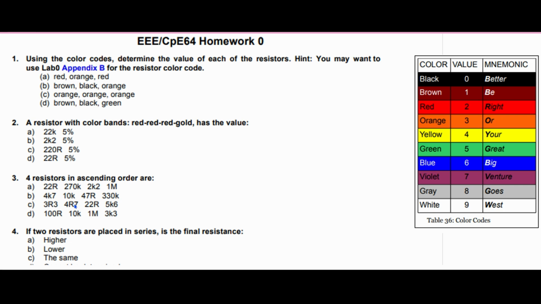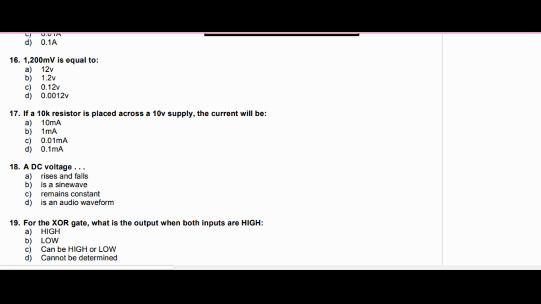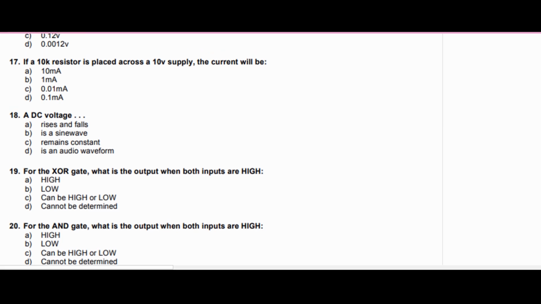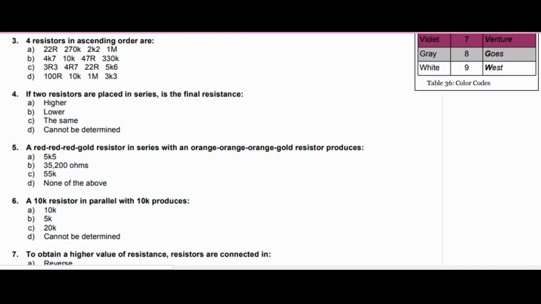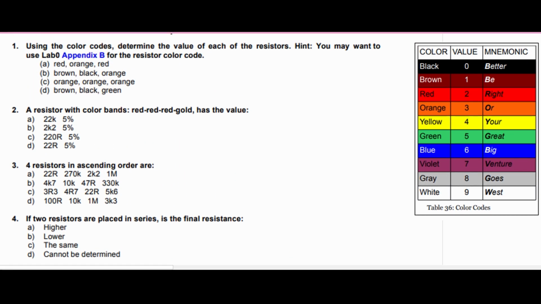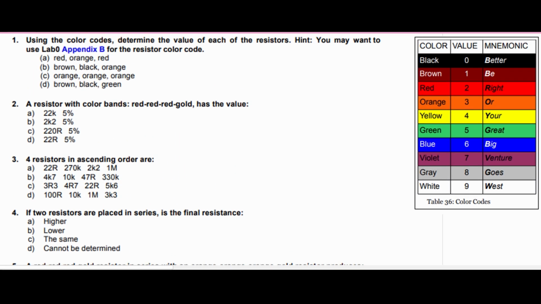This is homework 0 of Introduction to Logic Design. We're going to be going through about 20 problems related to very simple topics, and this will help with labs and other future homeworks. So for our first question, we are asked, using the color codes, determine the value of each of the resistors.